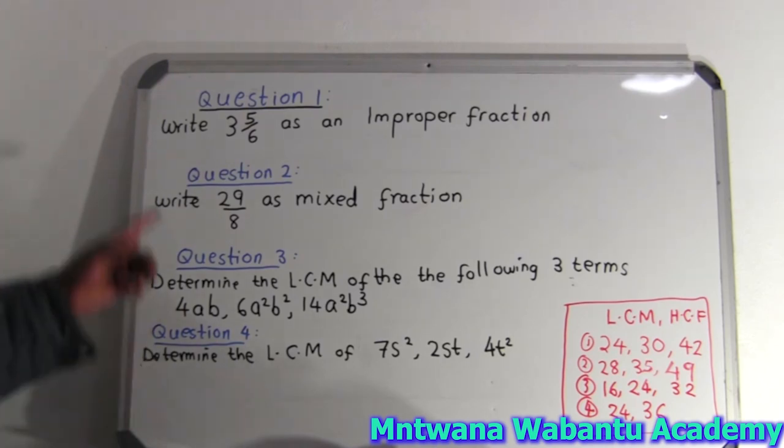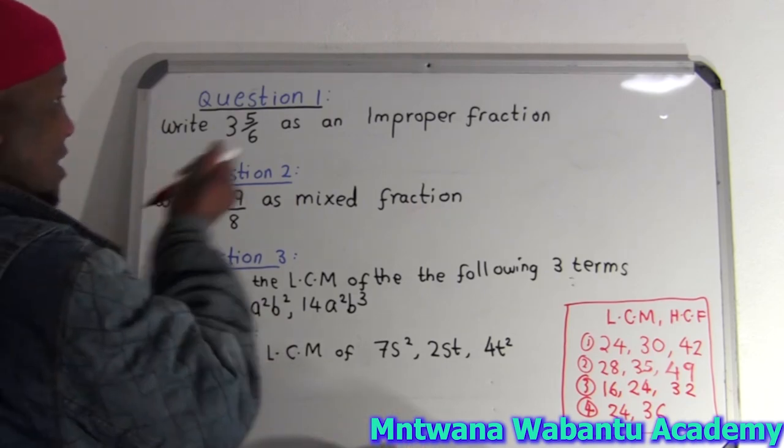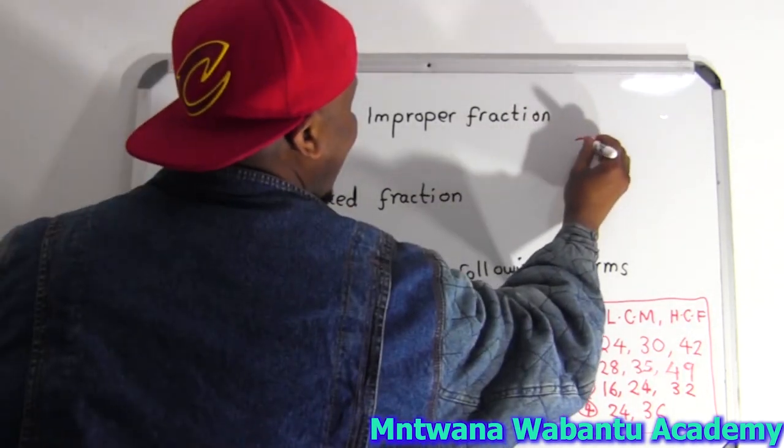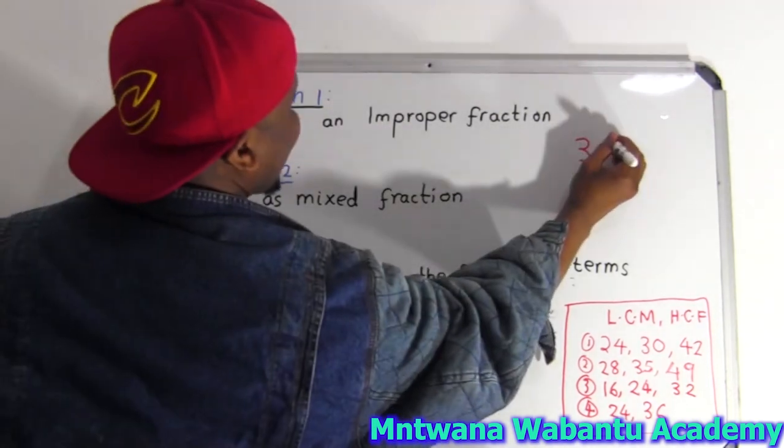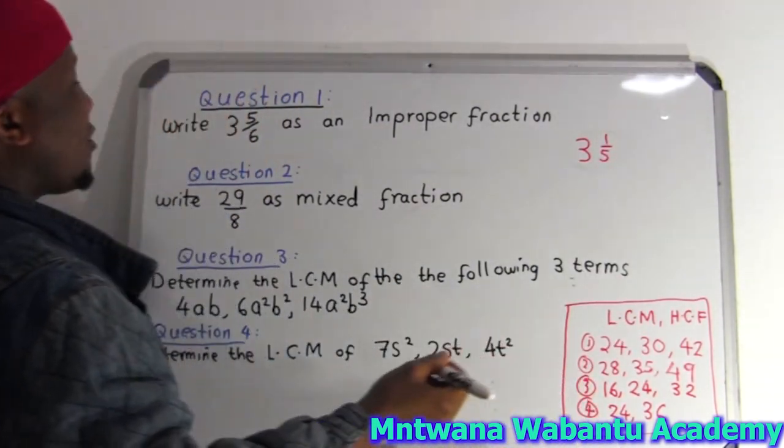So now let's see here, this is a mixed fraction. How do you know it's a mixed fraction? You have a number and then another number with a fraction, let's say 3 1/5. This is mixed. So how are we going to change that?